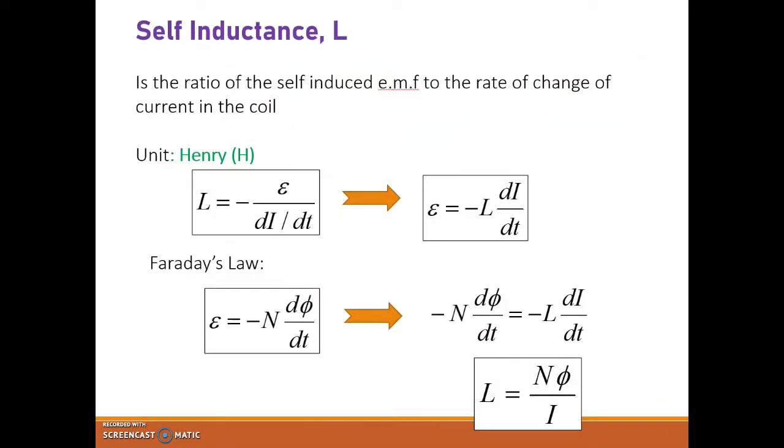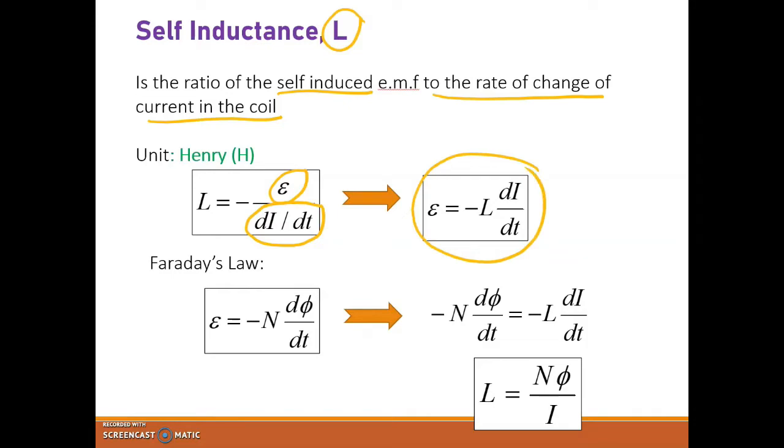Okay, next we go to self-inductance, which is L. What is self-inductance? It is the ratio of the self-induced EMF to the rate of change of current in the coil. Or when we analyze the formula, we have EMF is equal to negative L di over dt.